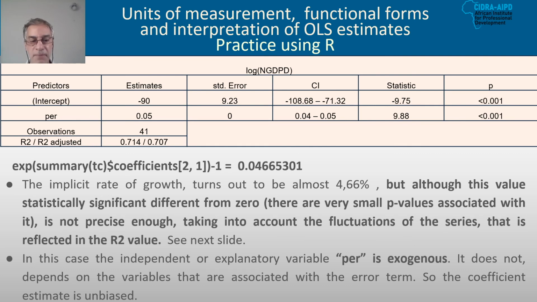As you can see, the final value for the rate of growth is going to be 4.66. And although this value is statistically significantly different from zero, it's not precise enough. Take into account the R square. The R square is not so big in order to say that this is a very precise estimator. This is the beauty of using that kind of methodology to estimate growth rate. You can assess the quality of the value that you have at hand.